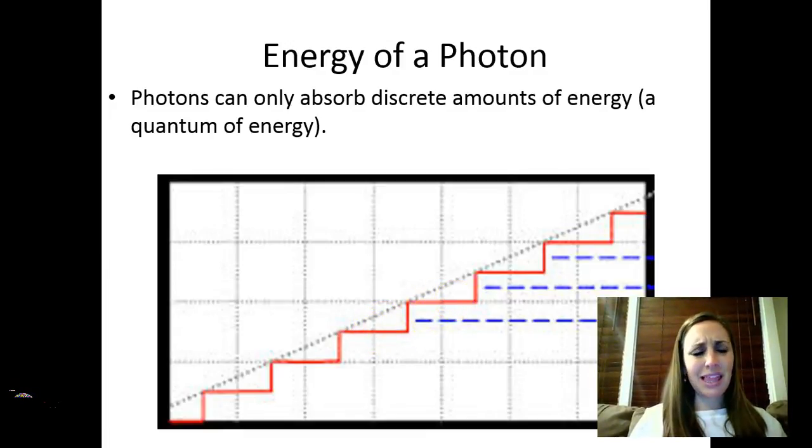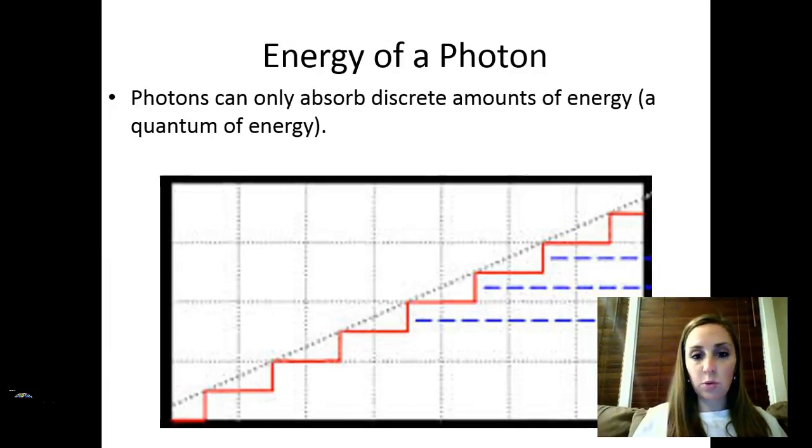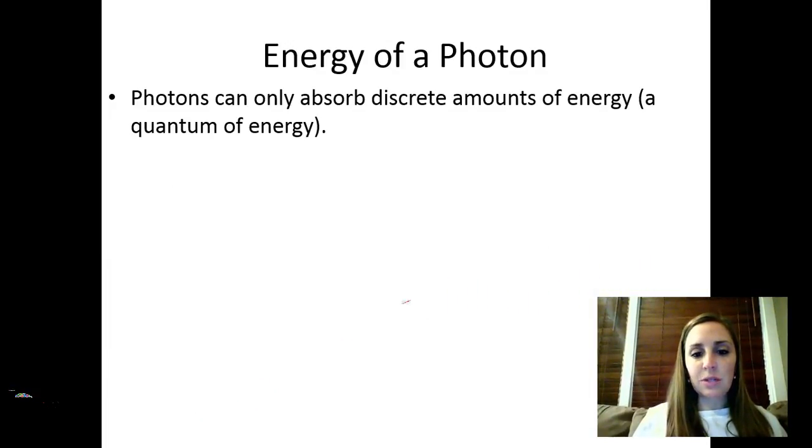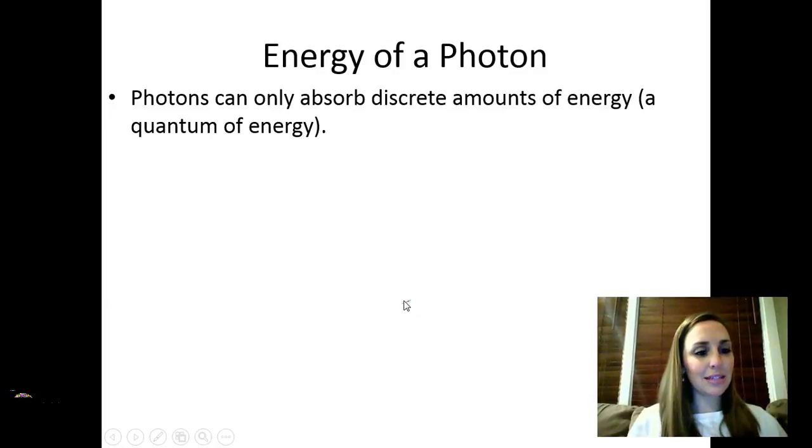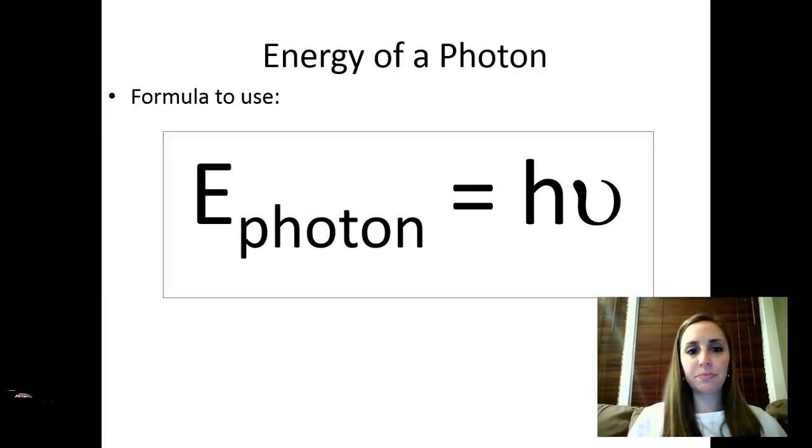Sometimes we think about it like atoms absorb any amount of energy there is, but that's because the differences between these bits are so small. If we make this really small, see this red line? It looks like a straight line, but it's actually that staircase. So that's just something to think about.